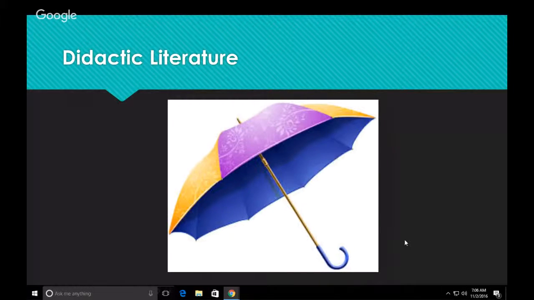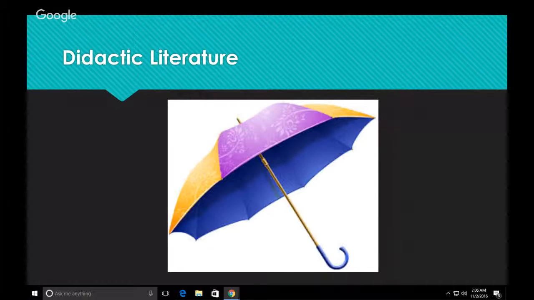So we're going to start this week with the term didactic literature. And I put that umbrella there because, well, guess what? We have an umbrella term. And didactic literature is just simply literature that instructs its readers. So it often teaches lessons about how to live a moral life. Writers will often communicate their views about what is morally right and wrong.